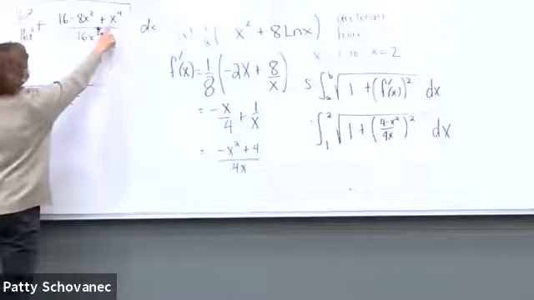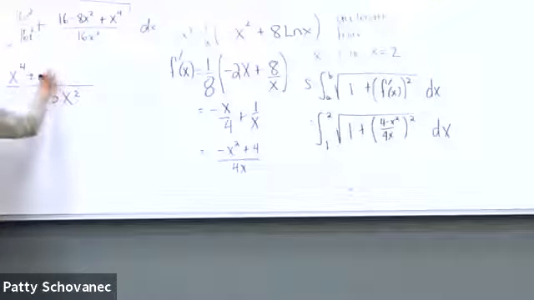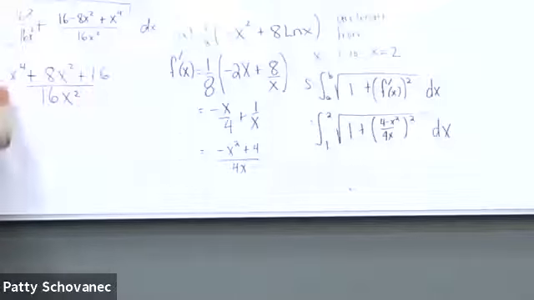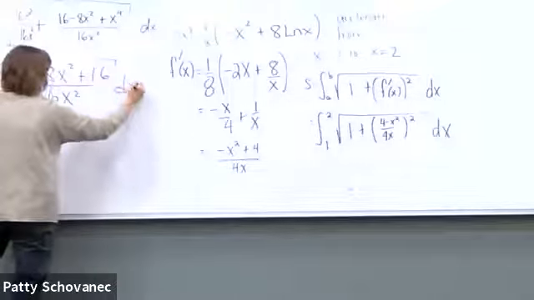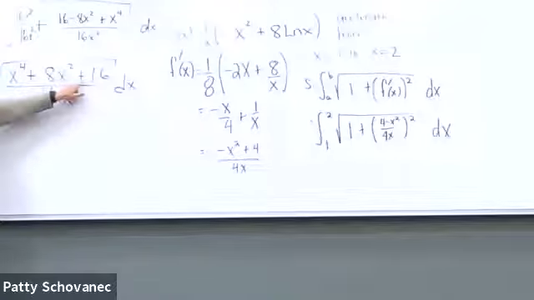And I'm going to put them in descending order. I'll have an x to the fourth. 16x squared minus 8x squared gives me a plus 8x squared. And then plus 16. Can anybody factor the numerator? Any factors of x to the fourth? So those would be x squared and x squared. Factors of 16 with the same sign that add to 8. 4 and 4, right? So x squared plus 4 all squared.